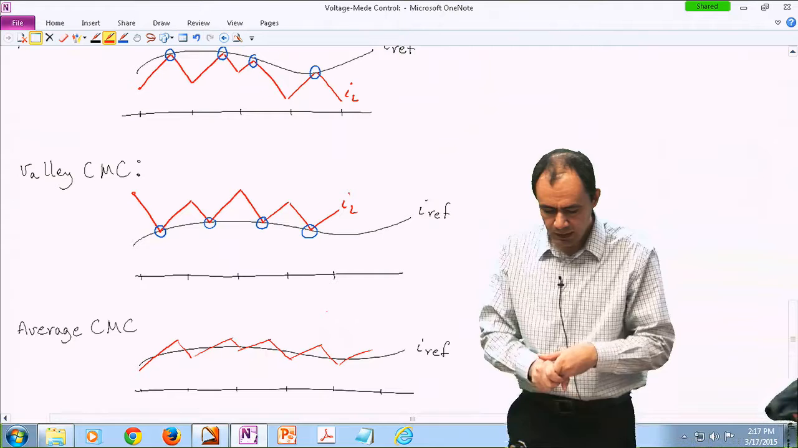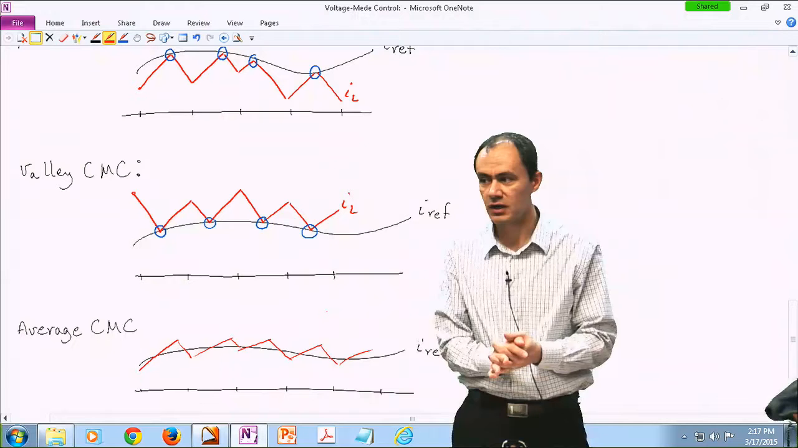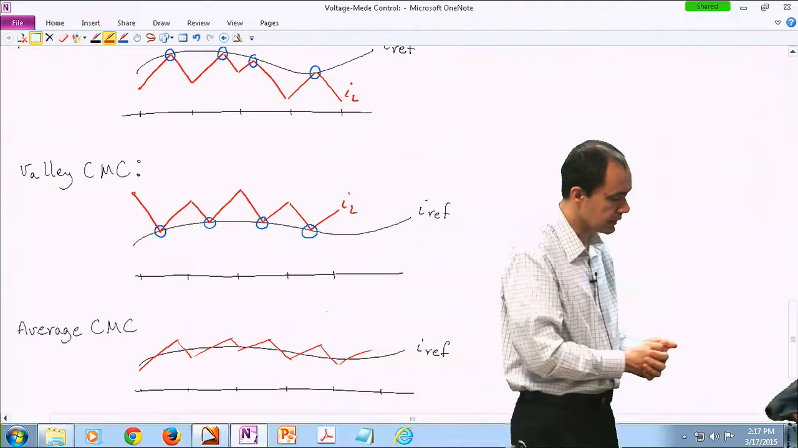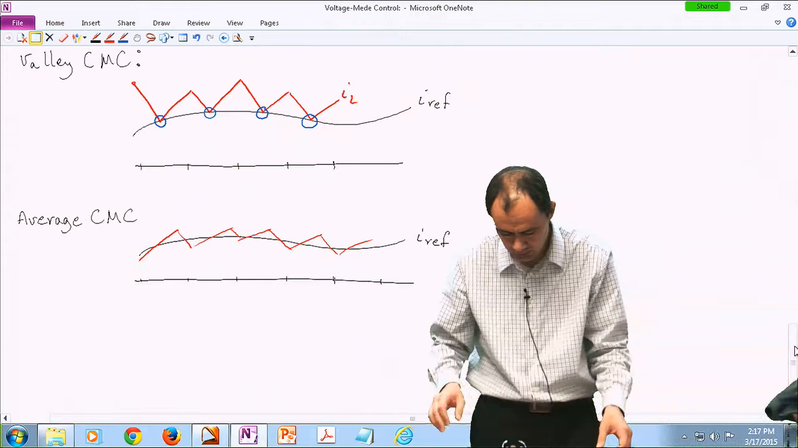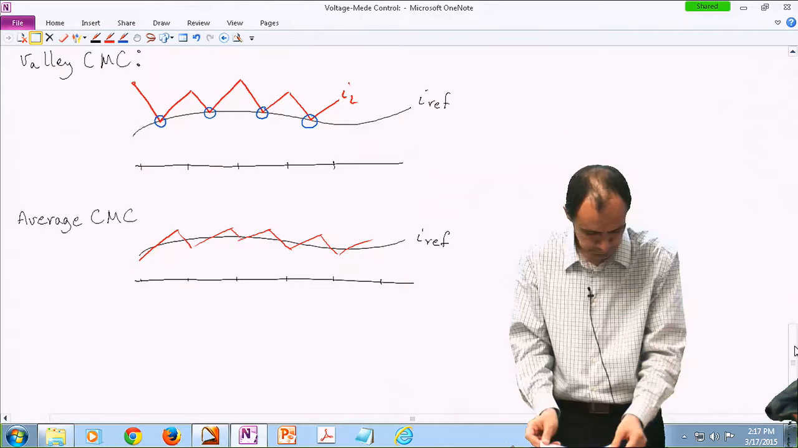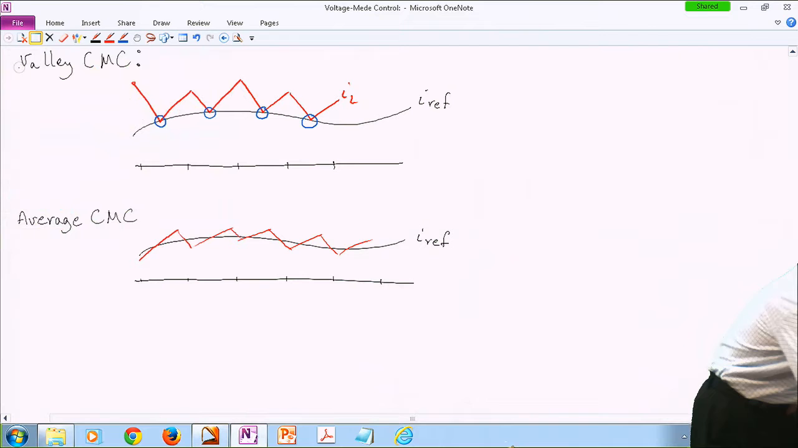So pretty much the peak current mode control is the most common. I would say like 95% of the times when you talk about current mode control, you're talking about peak current mode control. And it has a drastic, or, you know, inherent problem. And I'm going to actually explain the problem first. And there is a very simple solution for the problem. All right. So what is the problem? There is a stability problem.